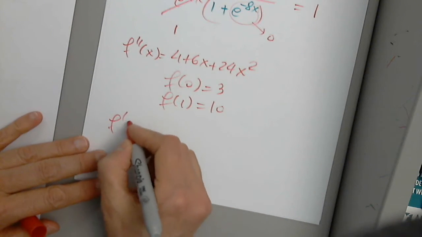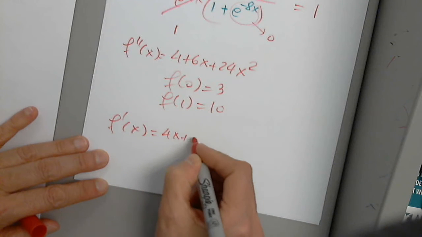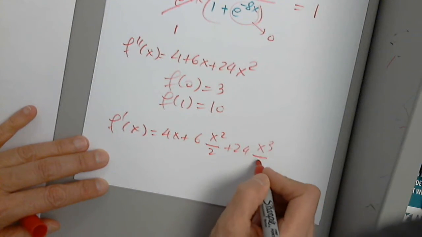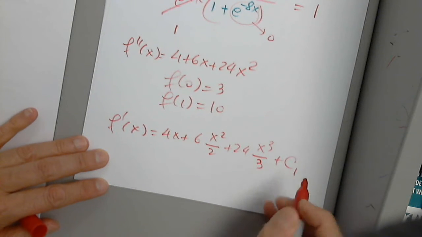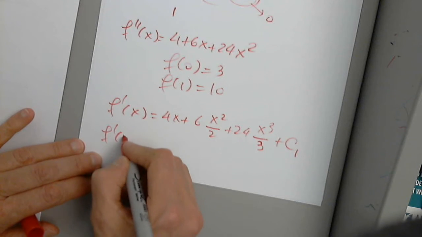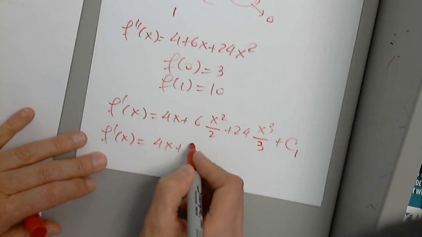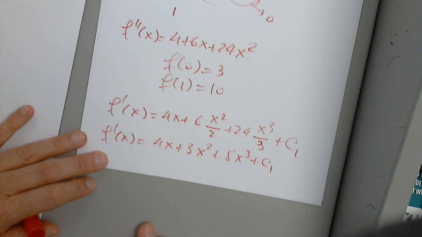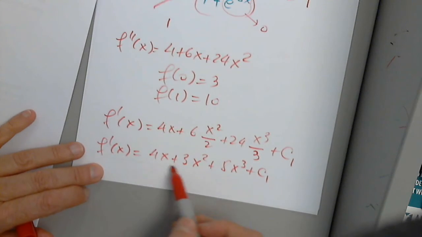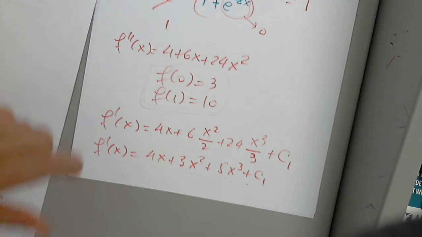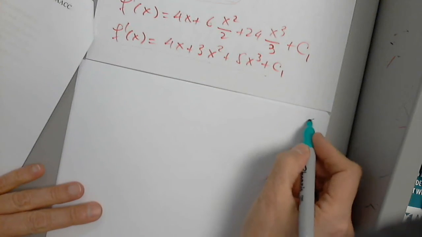So we determine the first derivative first, which is 4x plus 6x squared over 2 plus 24x cubed over 3 plus the constant c1. Simplify before you continue. Always do that, please. So 4x plus 3x squared plus 8x cubed plus c1. We don't have any information about f prime, so you cannot use any of this yet. We will find the function in the next step.